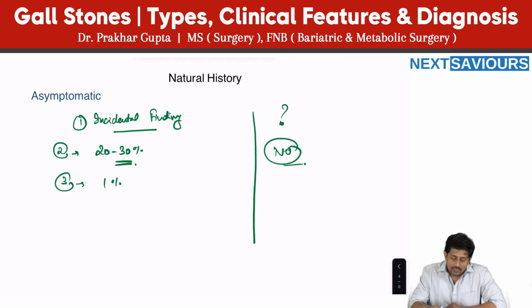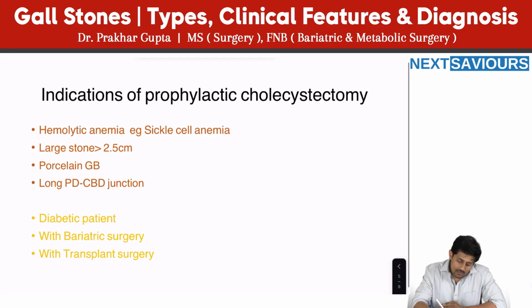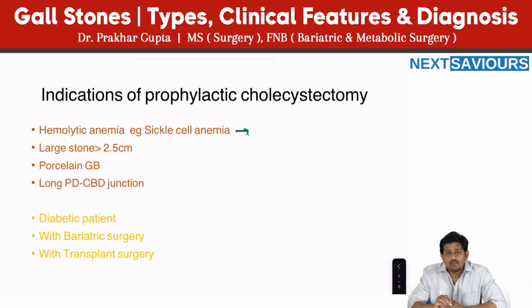First thing. Second thing, here we will talk about certain indications where we need to do prophylactic cholecystectomy, and these are: first, in patients with hemolytic anemia, that is, patients who have, say, sickle cell anemia. As these patients have black pigment stones, that is okay, but once cholecystitis occurs in these patients, there will be crisis. So it will be difficult to manage that crisis.